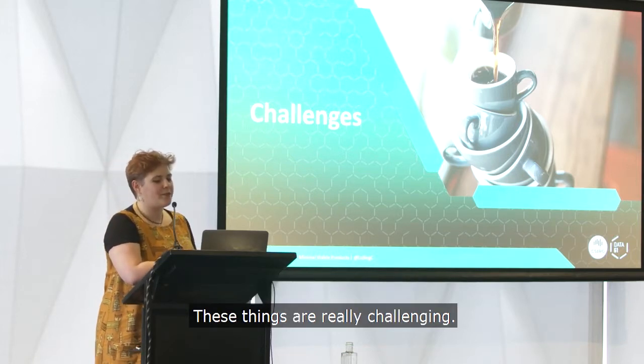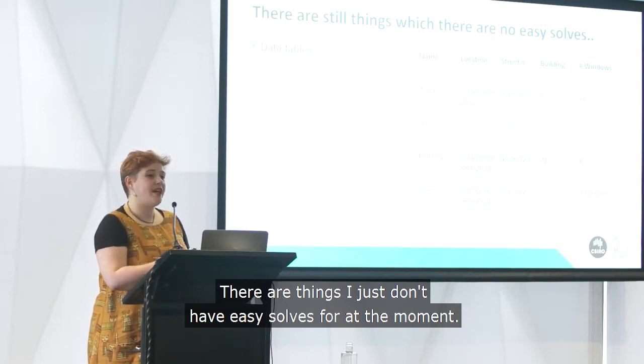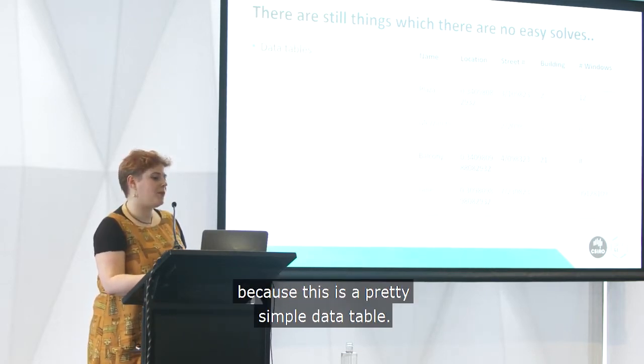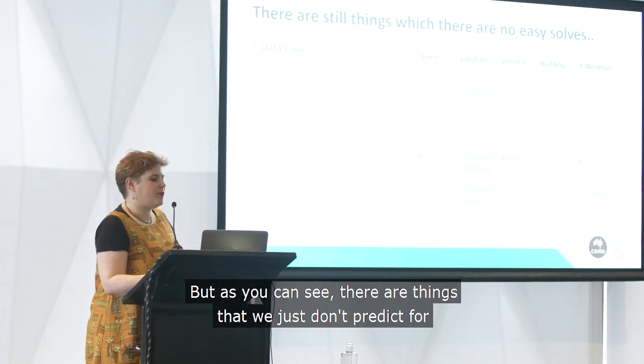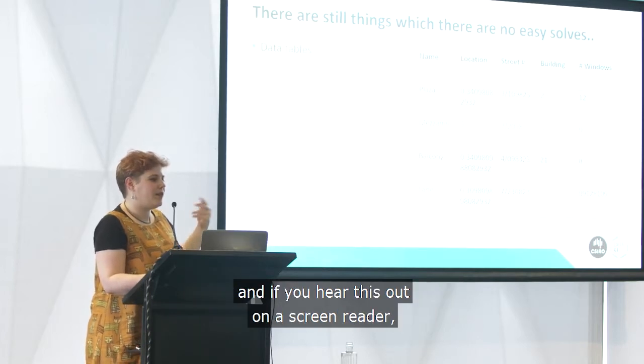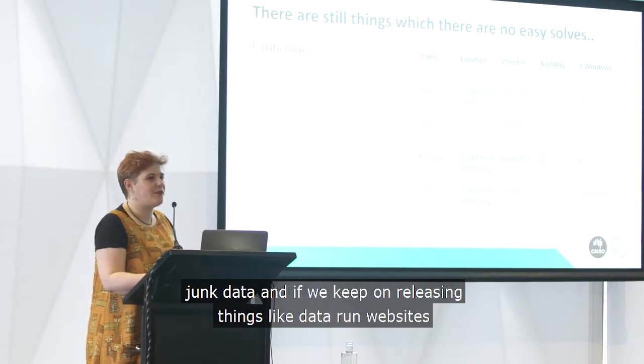These things are really challenging. There are things I just don't have easy solves for at the moment. Data tables are the number one thing, because this is a pretty simple data table. But as you can see, there are things that we just don't predict for. And if you hear this on a screen reader, it's hard to give people context when someone's just giving you junk data.